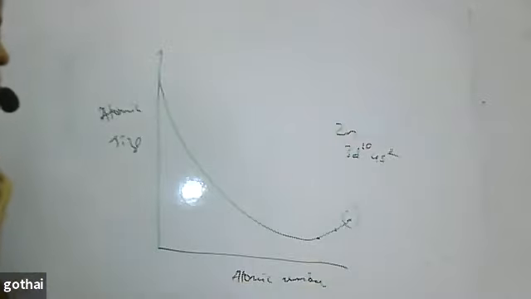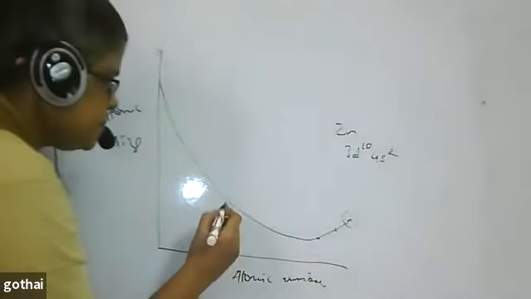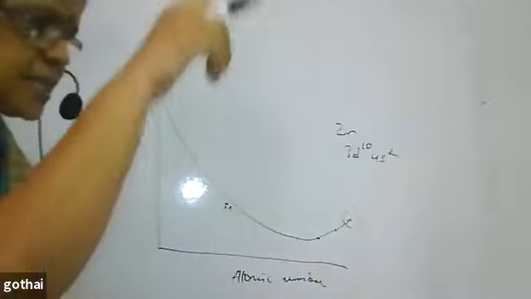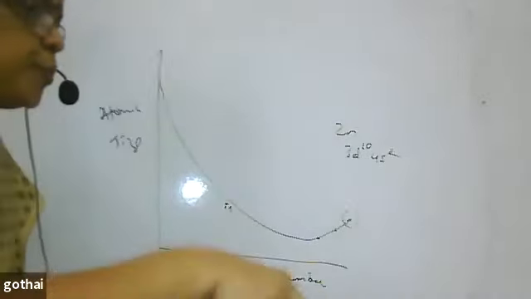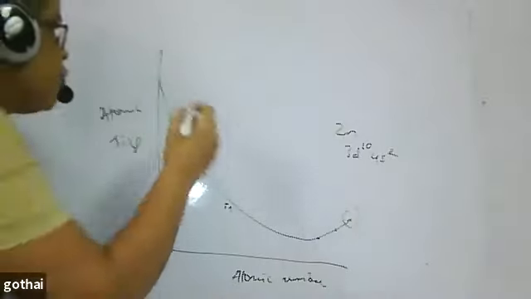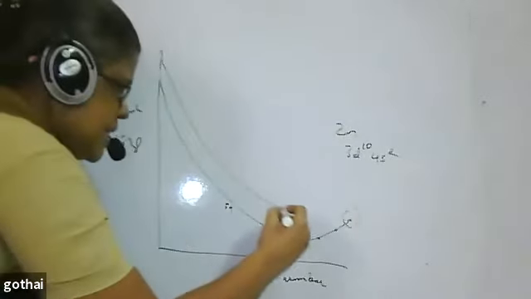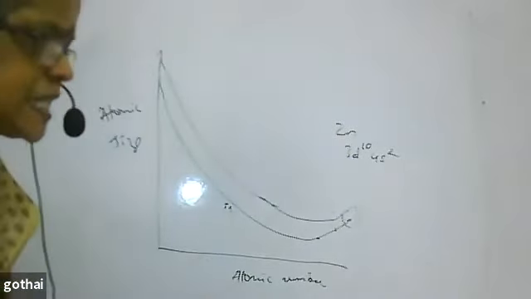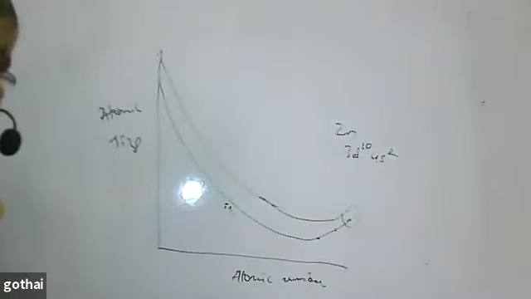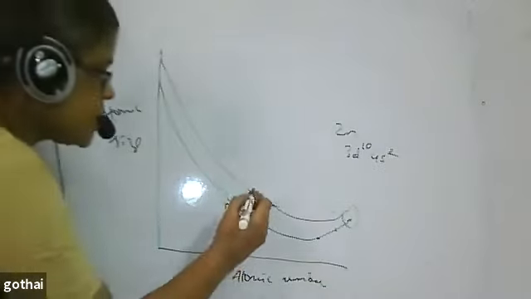That's the one thing. Then this is 3D series. When I come to 4D series, now I have discussed along the period, now I am discussing along group. When I move from 3D to 4D, I see an increase. Why? The number of shells increases. Effective nuclear charge decreases. Size of the atom increases. This is for 4D series.